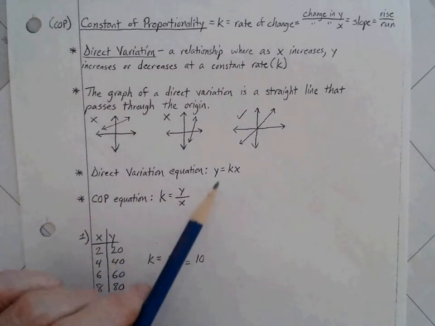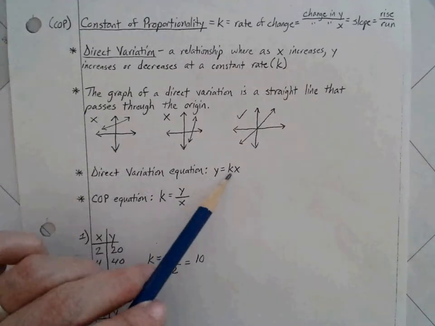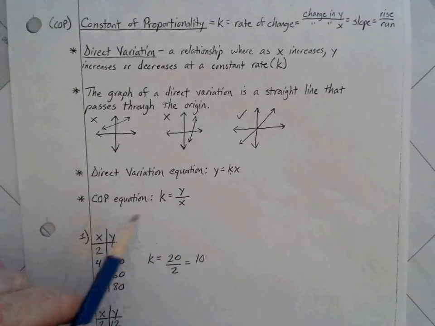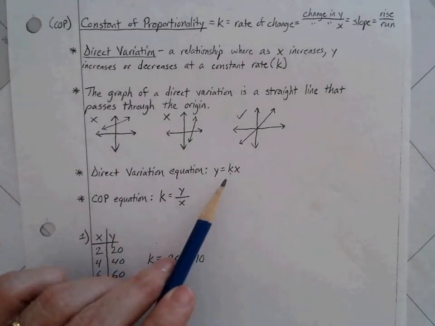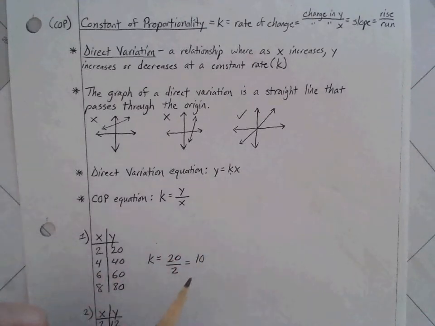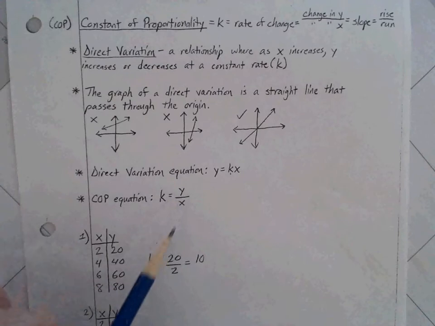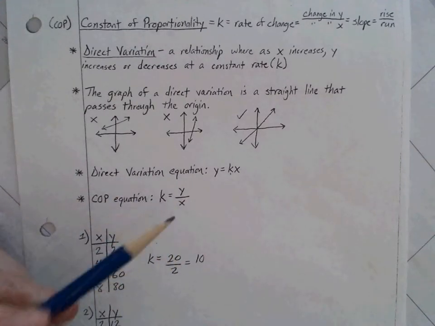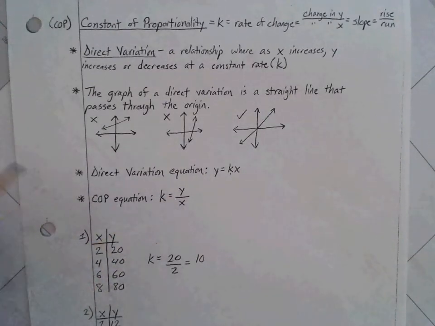The direct variation equation is going to be y equals kx. Remember, k is represented by the constant of proportionality. So the constant of proportionality equation will be k equals y over x. You really just take the same equation right here, and if you divide both sides by x to get k isolated, in other words, get k by itself, you would have y over x. That's where this equation comes from. So when you're trying to find the constant of proportionality with some of these problems, this will be the equation we're using, which is y divided by x.